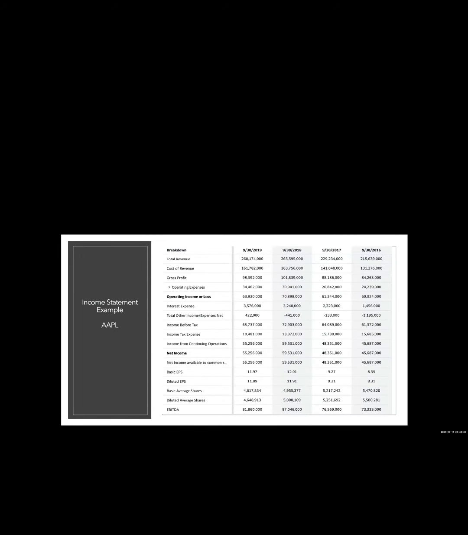So this is what an income statement looks like. This is from Apple. This is just an example. And you can see this is an annual income statement, because if you look at the top of the columns, you'll see 2019, 2018, 17, and 16, and it shows you at the top. So this is your breakdown. You have your total revenue, cost of revenue, gross profit. So this is all of the revenue. And then you have your operating income.